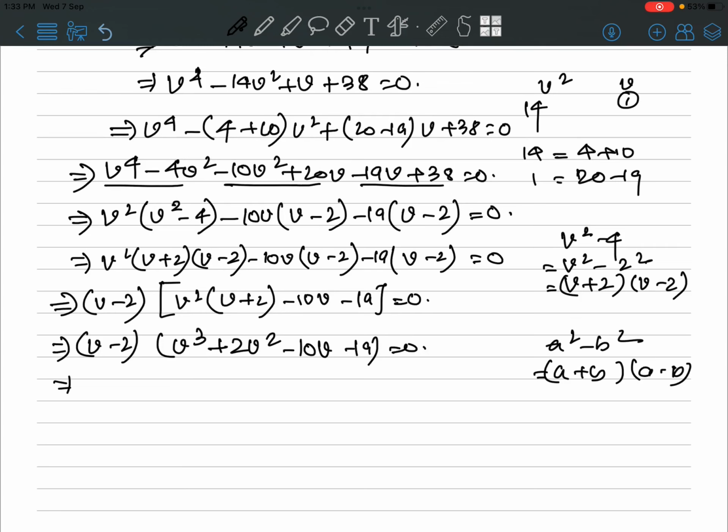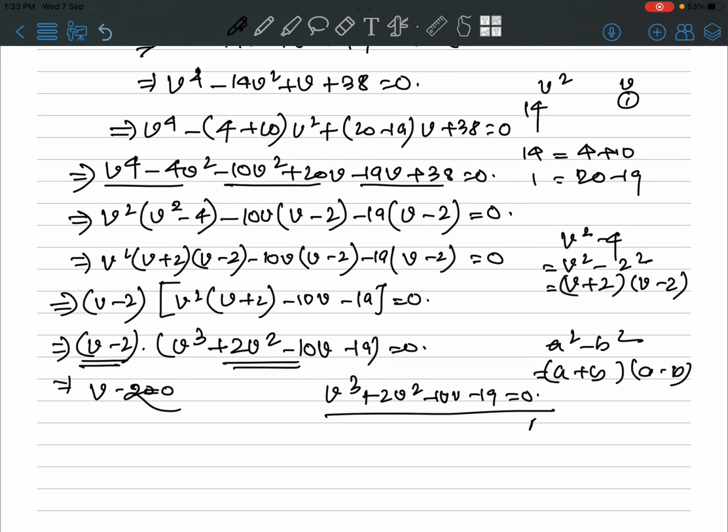The first factor is a linear equation. The second is a cubic polynomial. So in this case v minus 2 equals 0, and the cubic polynomial v cube plus 2v square minus 10v minus 19 is also equal to 0. In this case we are going to neglect it. Now what we are getting is v minus 2 equals 0, so v equals 2.